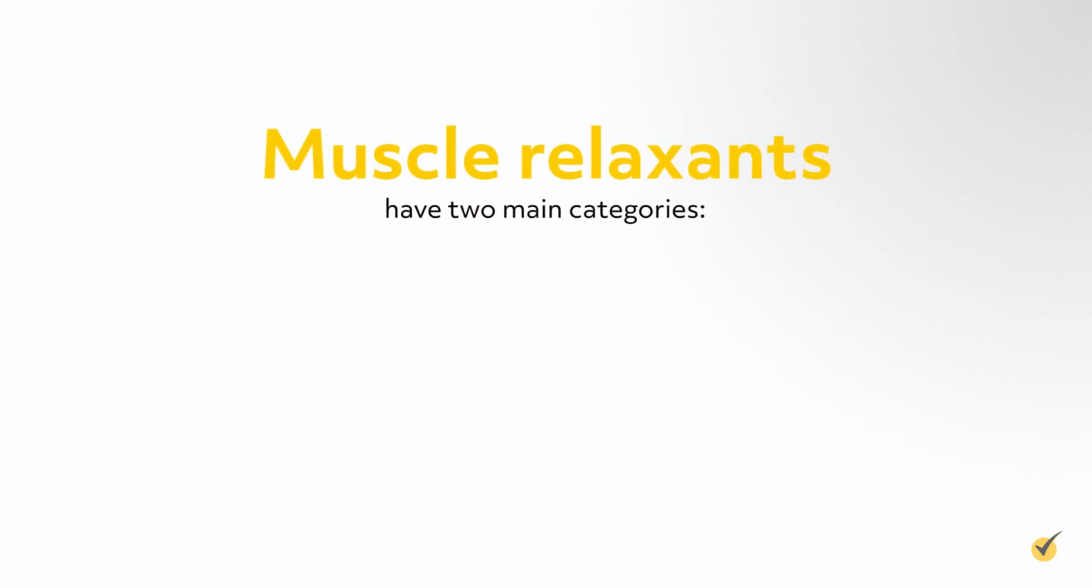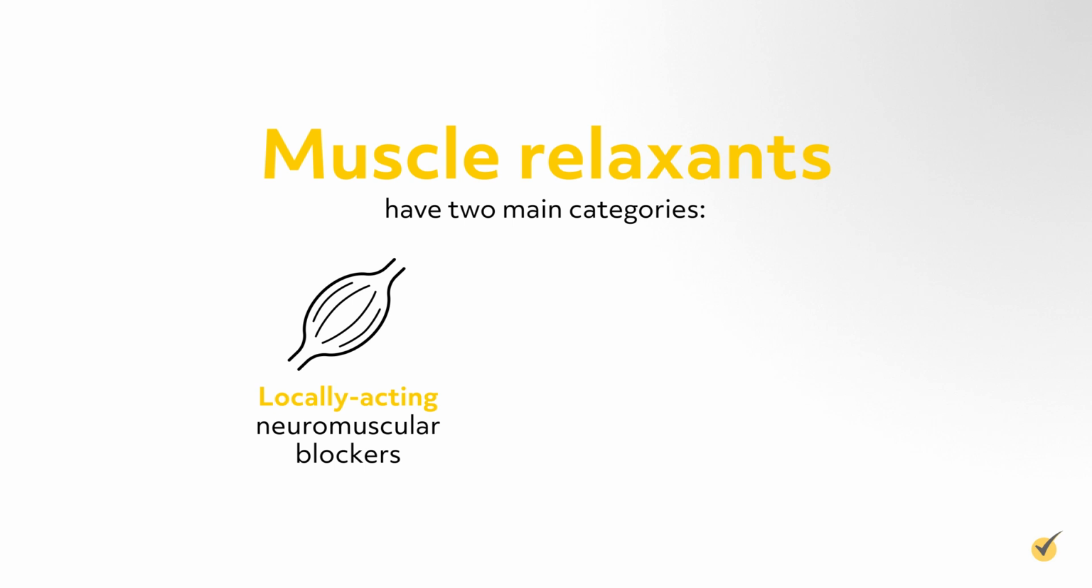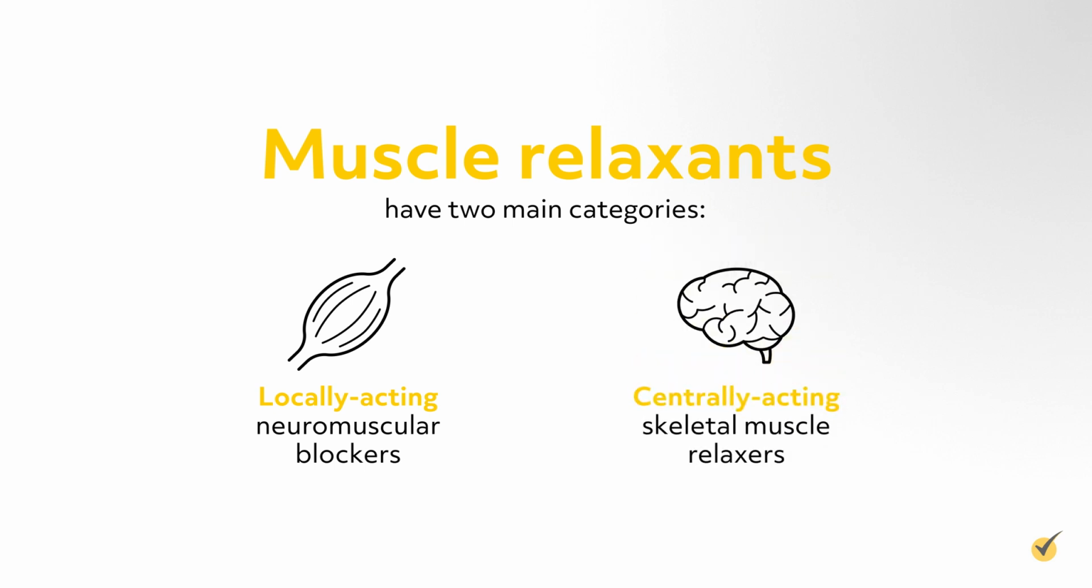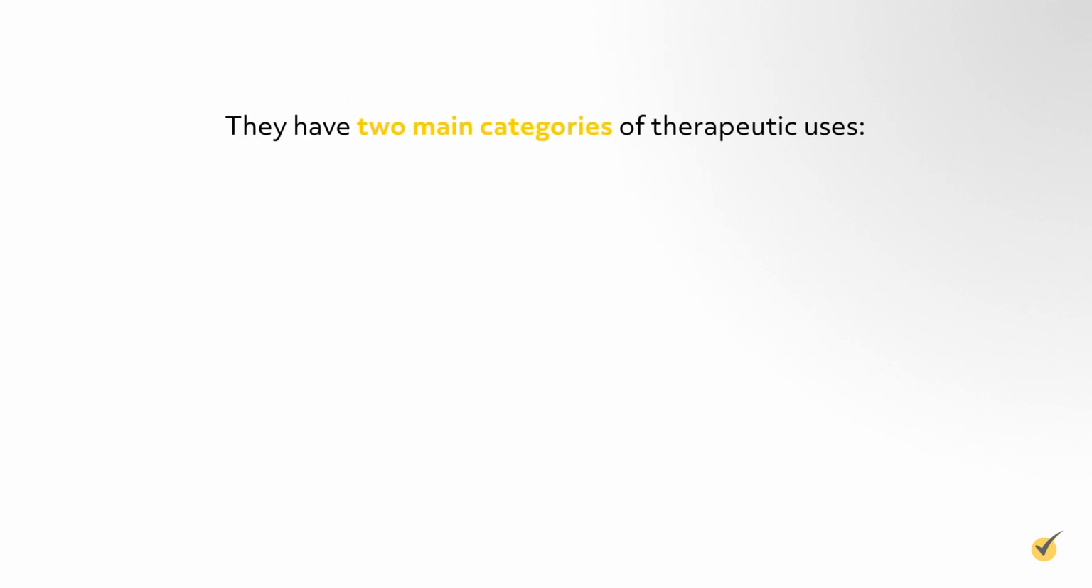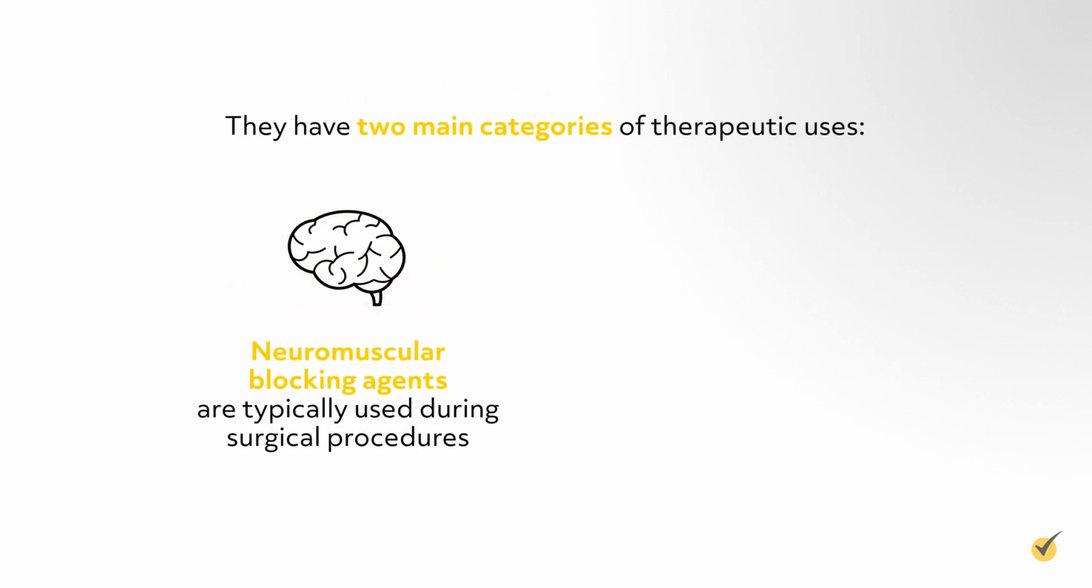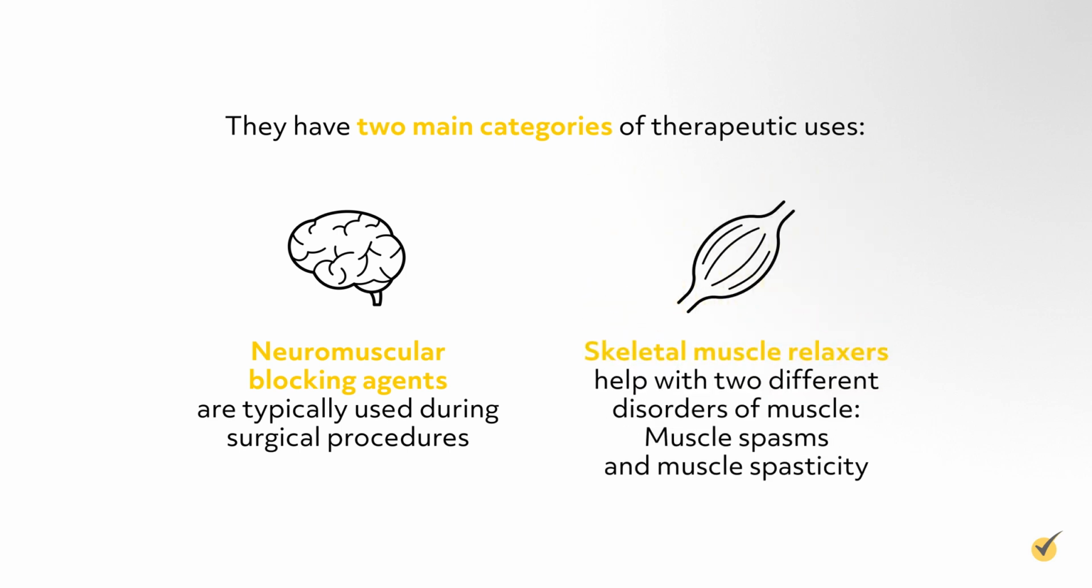So let's review. Muscle relaxants have two main categories: locally acting neuromuscular blockers and centrally acting skeletal muscle relaxers. They have two main categories of therapeutic uses. Neuromuscular blocking agents are typically used during surgical procedures. Skeletal muscle relaxers help with two different disorders of muscle spasms and muscle spasticity.